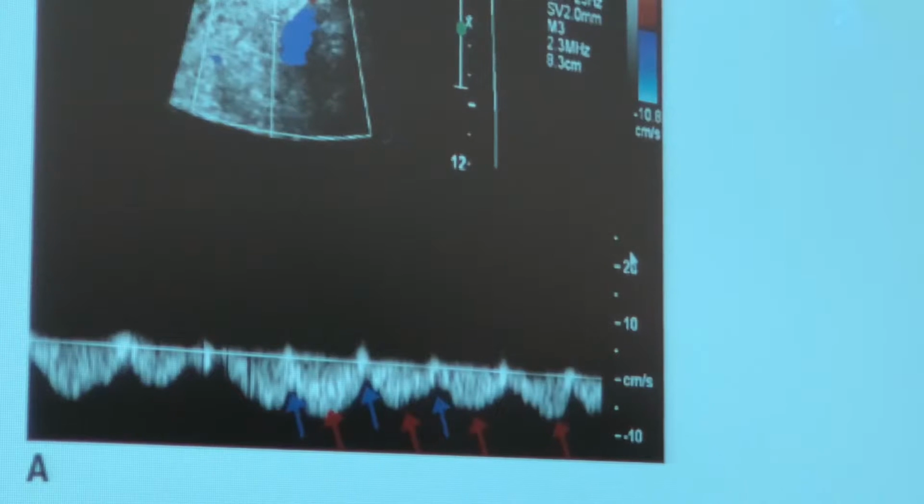This is the scale. See how I have all of this unnecessary information? I can bring this baseline up. That's an actual button on your machine that you can use. Just remember, on top of this color, blood is coming towards the transducer. If it's below, it's going away from the transducer.